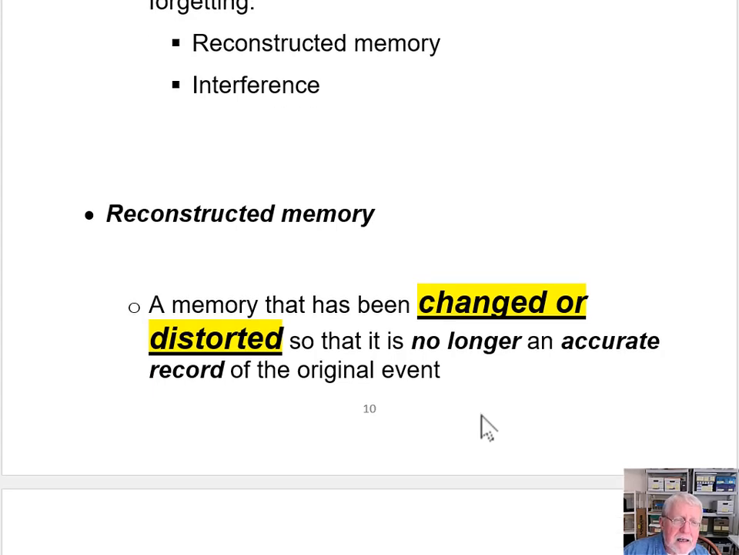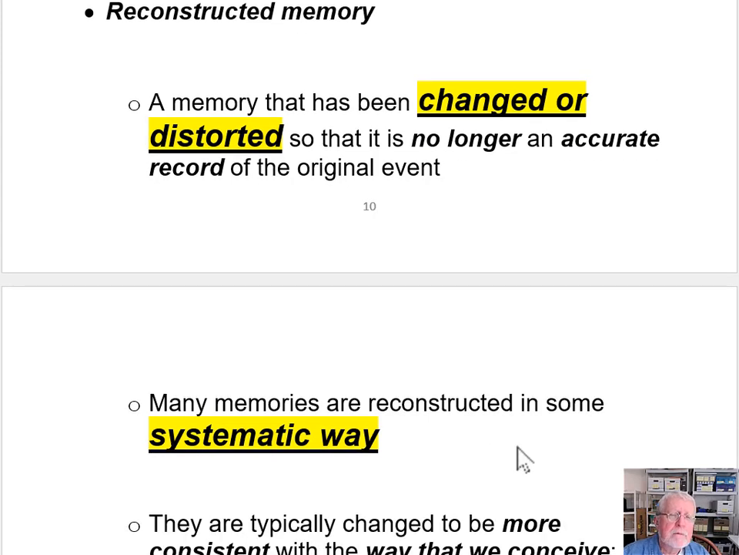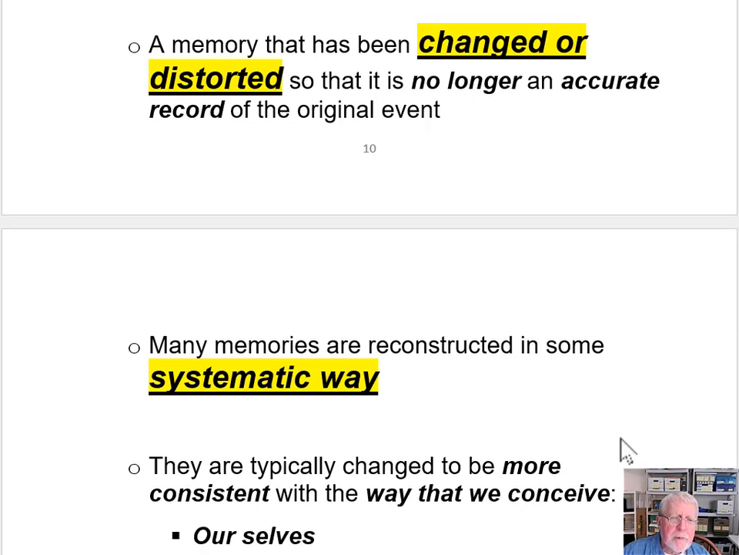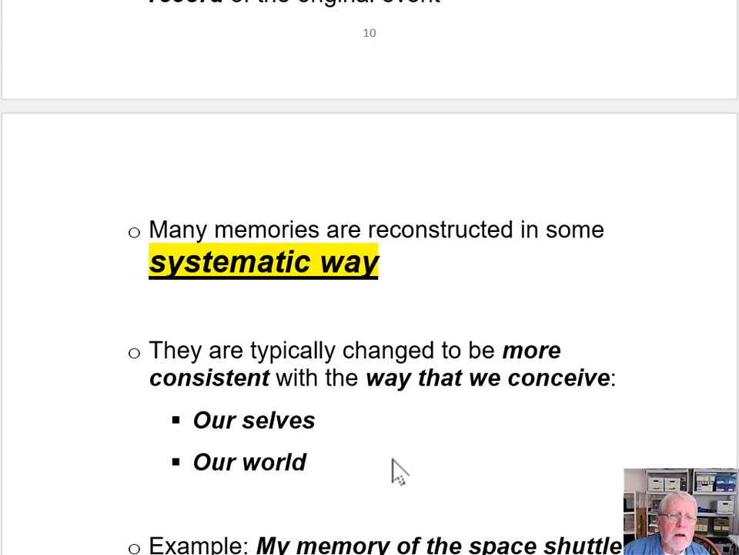What is particularly fascinating about this is the fact that when we reconstruct memories, we typically don't do it in some random, chaotic fashion. Most of these reconstructed memories are reconstructed in a systematic way. There are certain predictable biases that we show in reconstructing our memories. We typically reconstruct our memories so that they become more consistent with the way that we conceive ourselves, more consistent with the way that we conceive our world. I'll give you an example of a reconstructed memory in the systematic way that it might have been reconstructed.